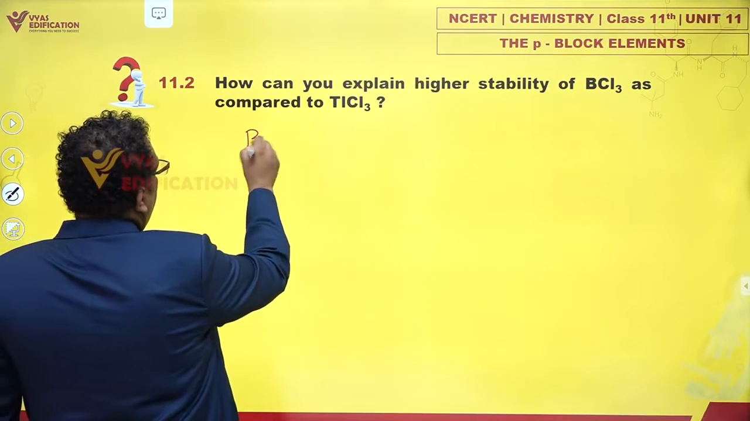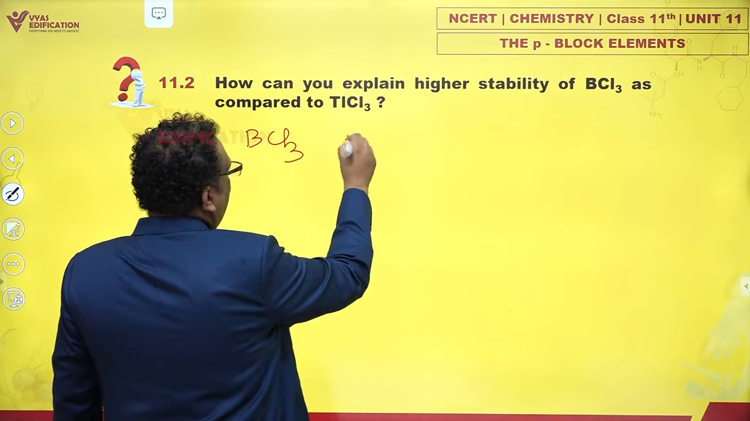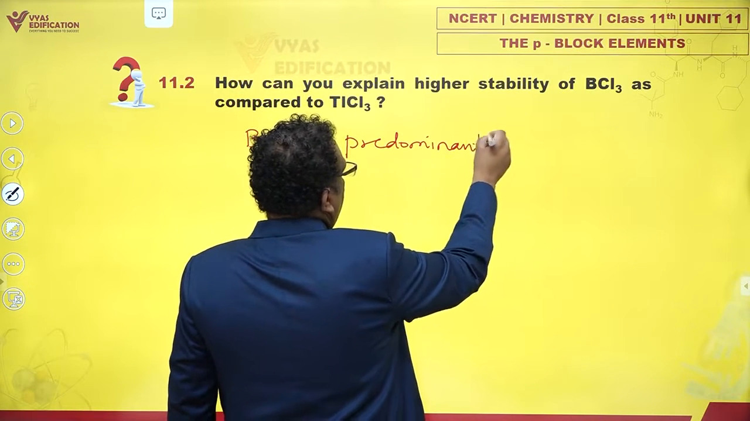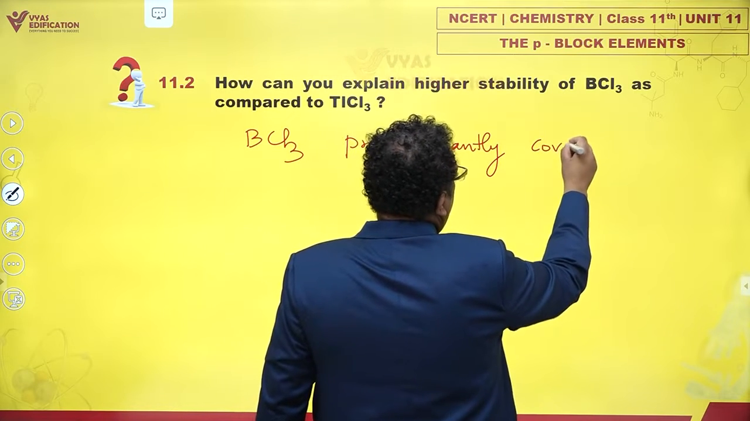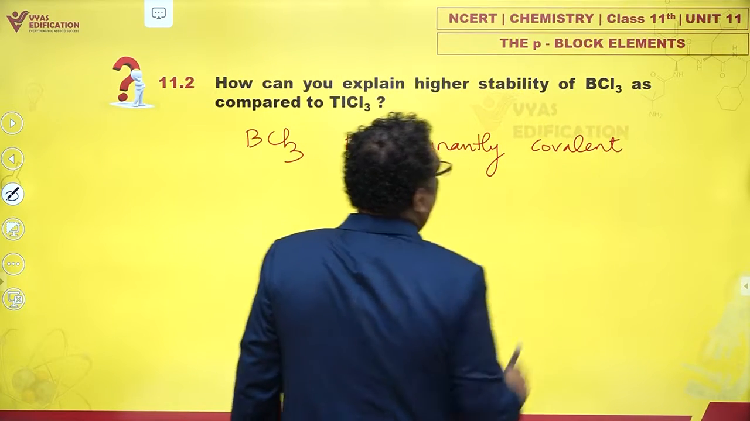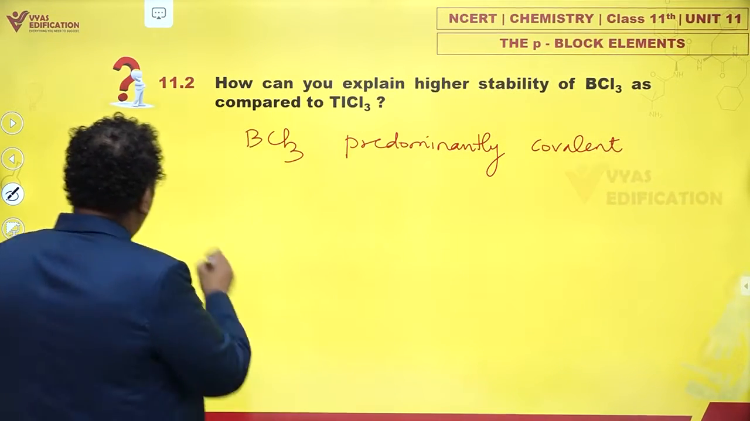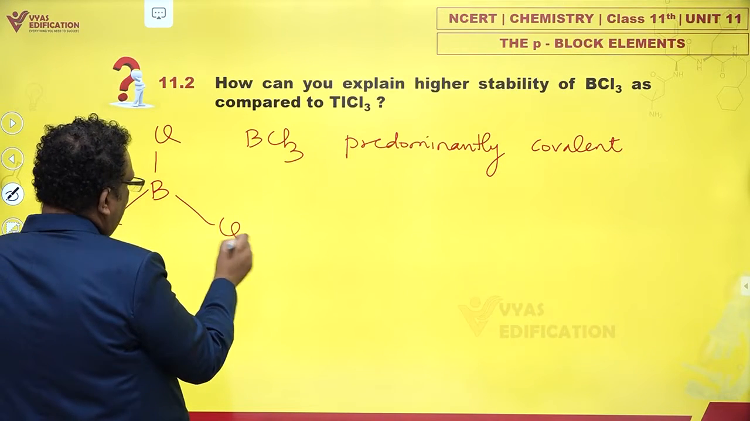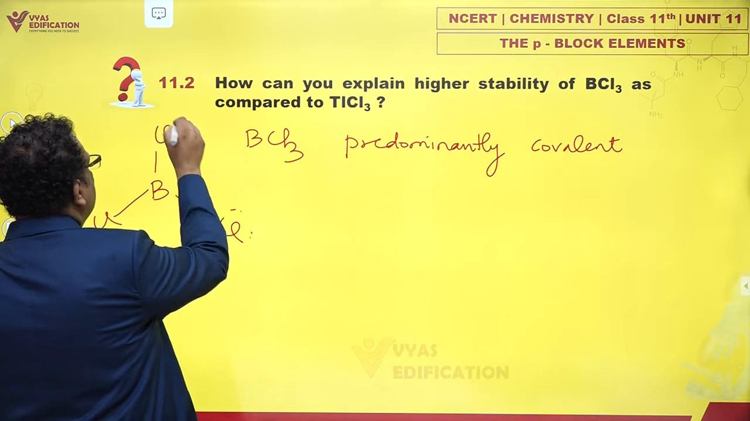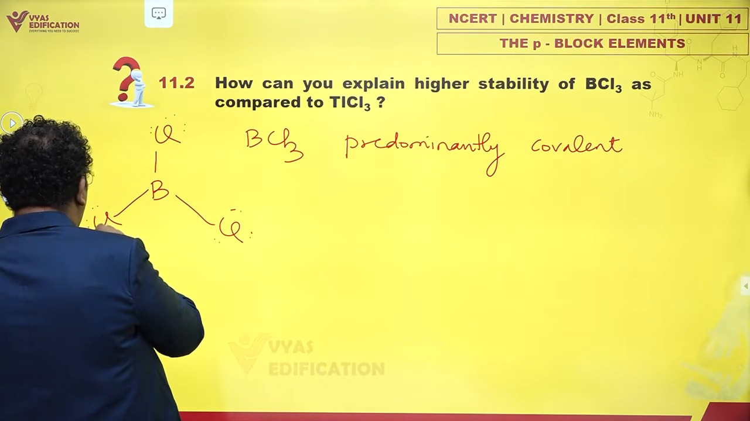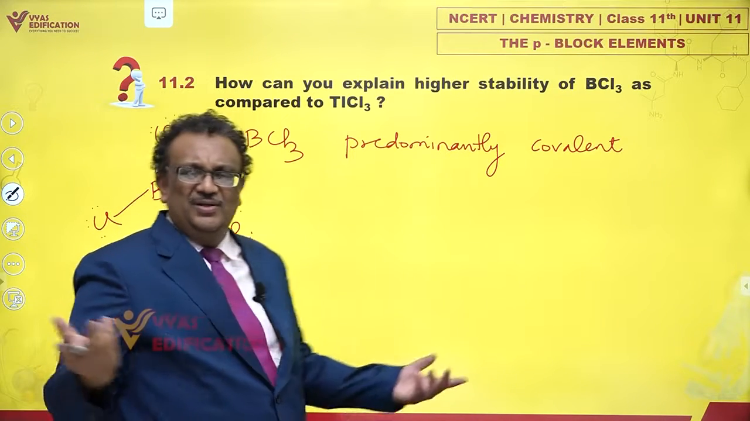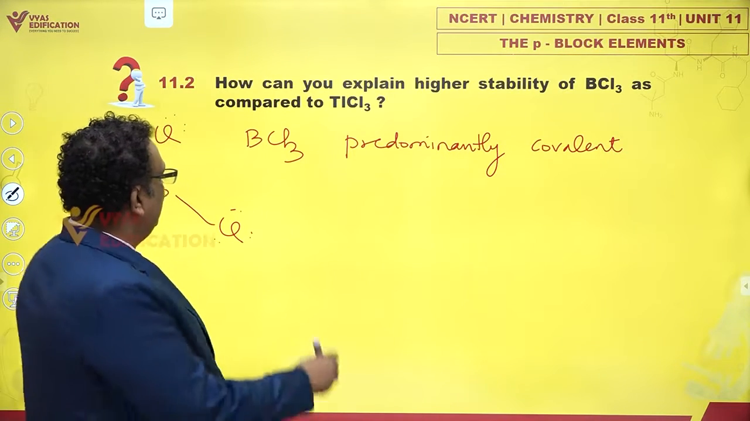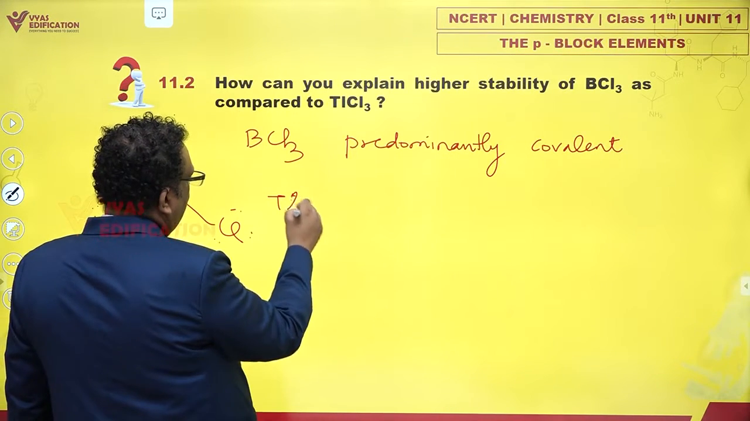BCl3 is predominantly covalent, right? So you have one boron happily joined with 3 Cl atoms. It is beautiful, it is lovely, it is a non-metal chloride, and it is what it is. It's fine. In case of TlCl3, TlCl3 is somewhat ionic.